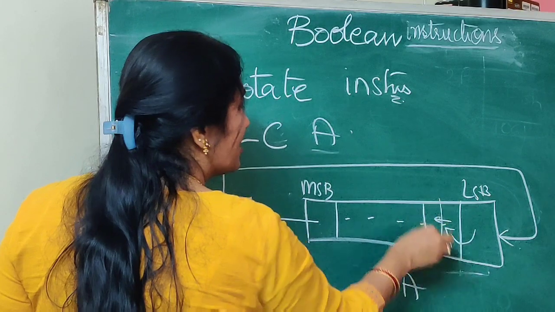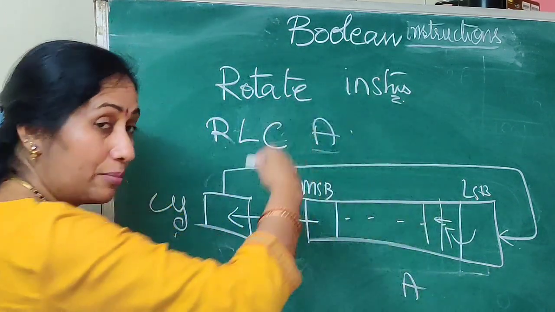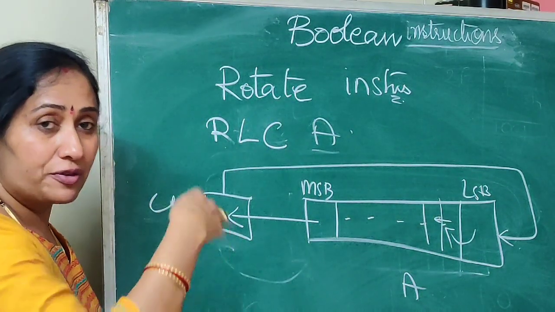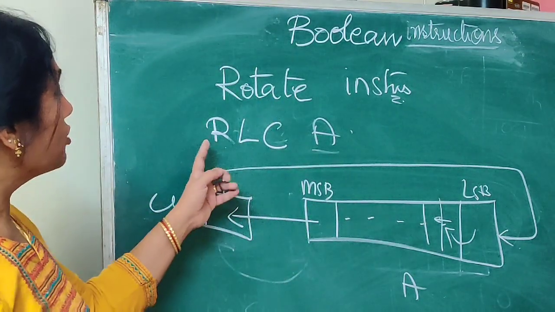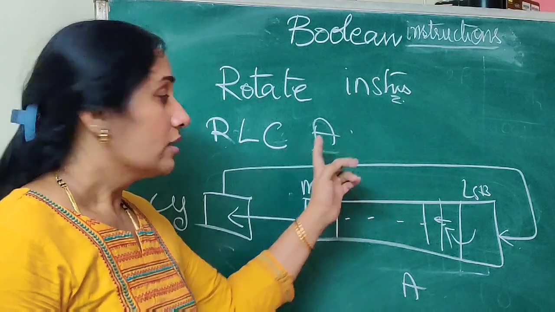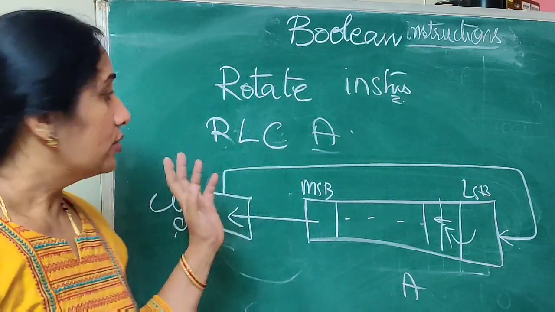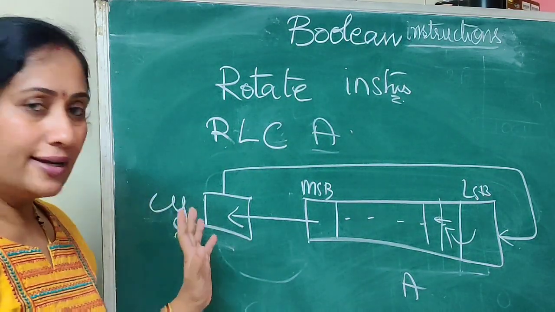First bit will come to the second, second will come to the third, third will come to fourth, fourth will come to the fifth, fifth will come to sixth, and sixth will become the MSB bit. So this is going to be the rotate the left the accumulator through carry. So these are going to be the rotate instructions.